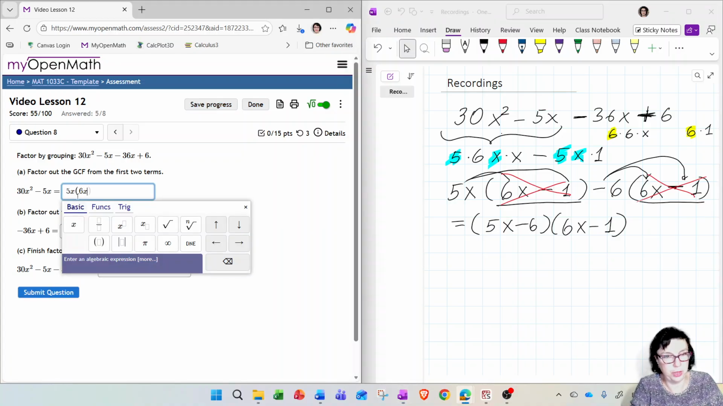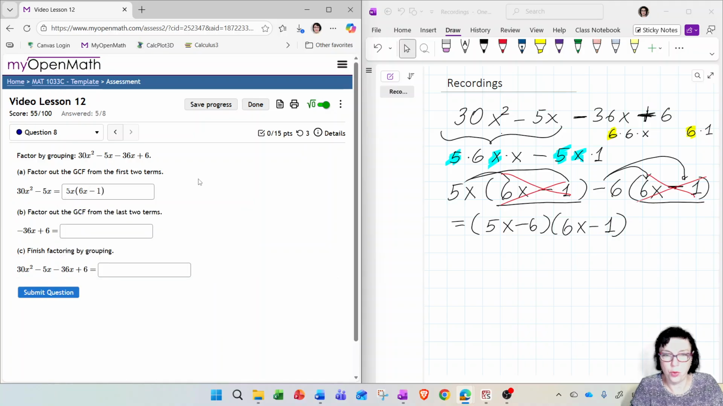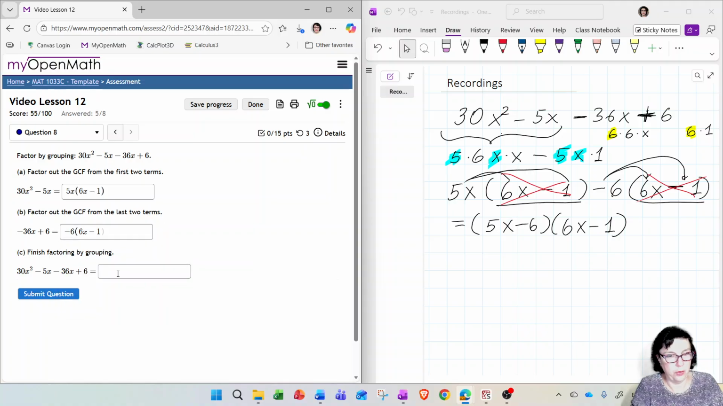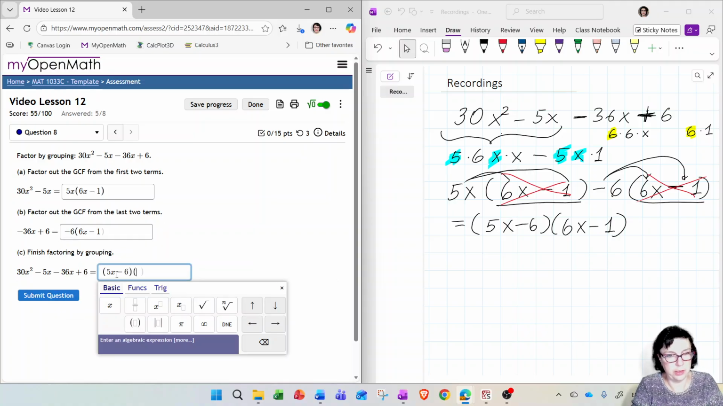Okay, so let's just put in the answer, and hopefully we will get it. Oh, I'm missing a 6. That's not good. Okay, so we've got 5x minus 6, 6x minus 1. Let's check our answer.